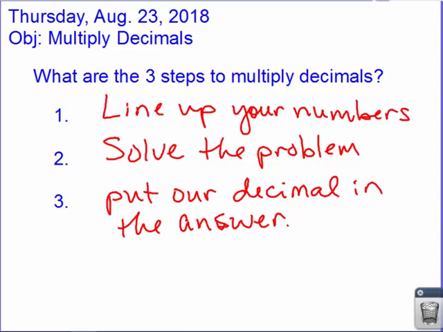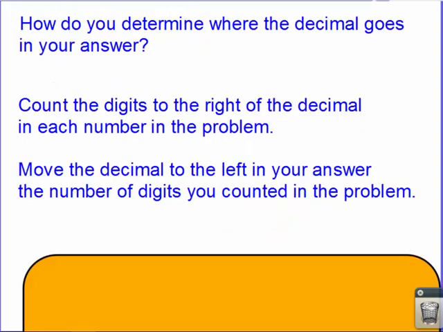So let's review one more time. Step number 1, line up your numbers as though the decimals weren't there. Number 2, solve the problem. In other words, multiply. Put your decimals back in the problem so you don't forget them, and then multiply. And the last step is put your decimal in your answer. How do we find that? We find the place where it goes by counting the digits to the right of the decimal in each number in the problem, and then you move the decimal to the left in your answer the number of digits that you counted in the problem.